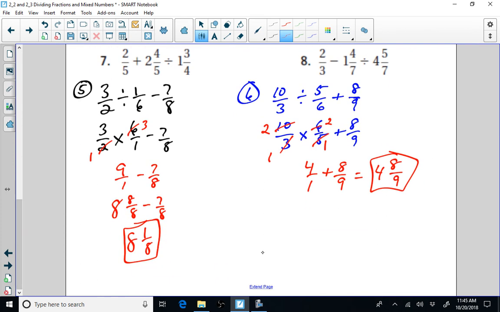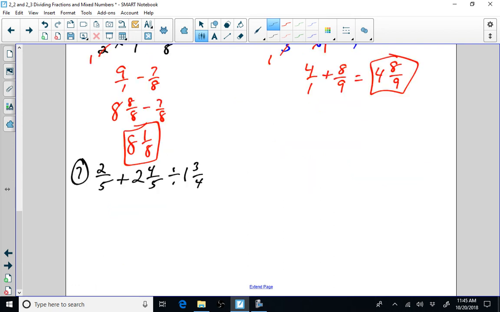Let's try question 7. Right down here. Let's say we'll use black here. Question 7. I'll recopy it down here so I can see a little better. This is 2/5 plus 2 and 4/5 divided by 1 and 3/4. Now, these are the types of problems that students make mistakes on all the time because they get so involved with the fraction stuff they forget their order of operations. But we have to do this division first before we can ever do that addition.